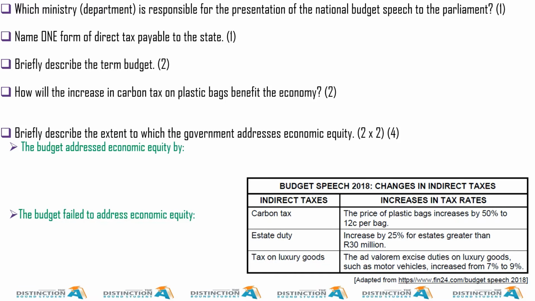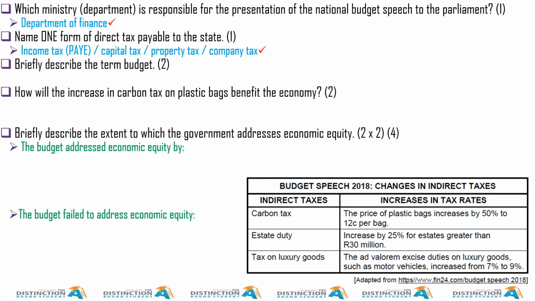Let's look at the questions. Which ministry or department is responsible for the presentation of the national budget speech to the parliament? That will be the National Treasury or the Department of Finance or the Ministry of Finance. You can put it that way. Right, name one form of direct tax payable to the state. That will be personal income tax. That's a good one. Capital tax, property tax, company tax.